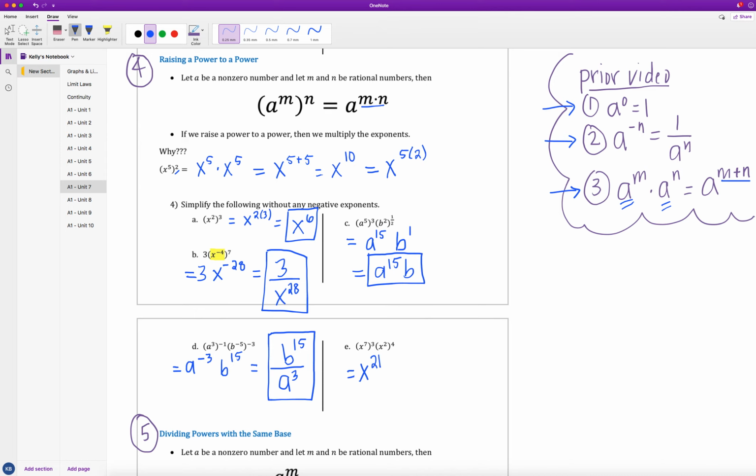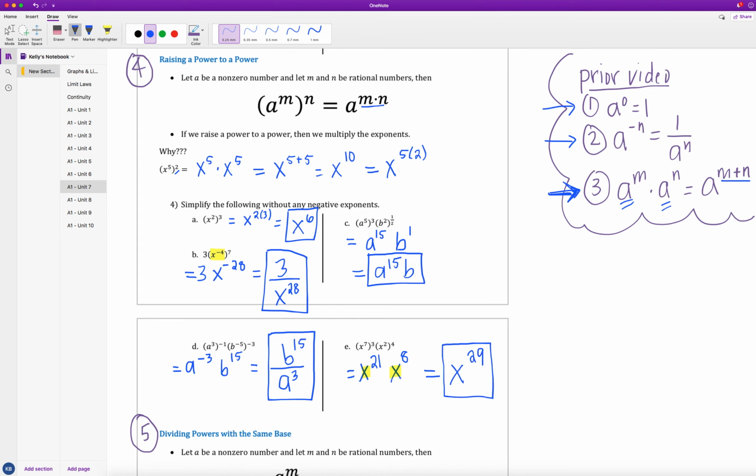Then we have times x to the 2nd all to the 4th. Again, I have power to power. So I have x then to the 8th since I can multiply those powers. What makes this one different now is that I actually have the same base. I have a base of x on each one of these, which means I can use our rule 3 from our last video and add their exponents together. So I would get x to the 29th power by adding the 21 plus 8.